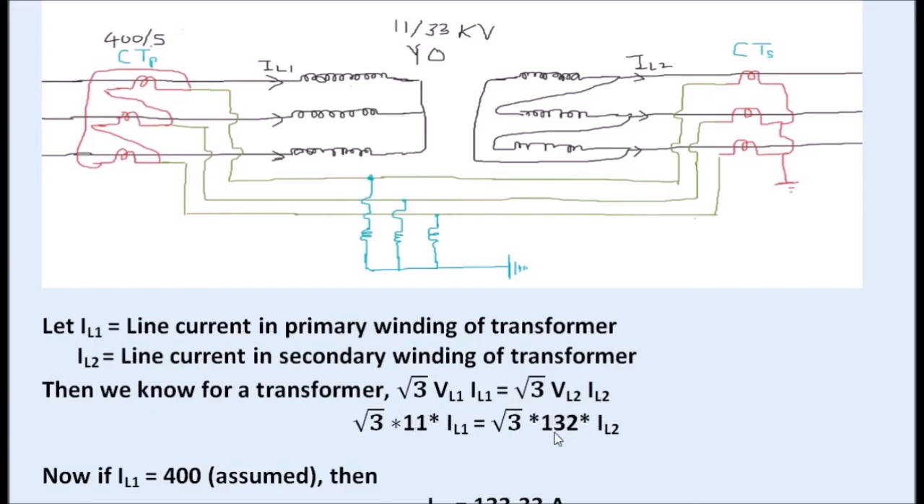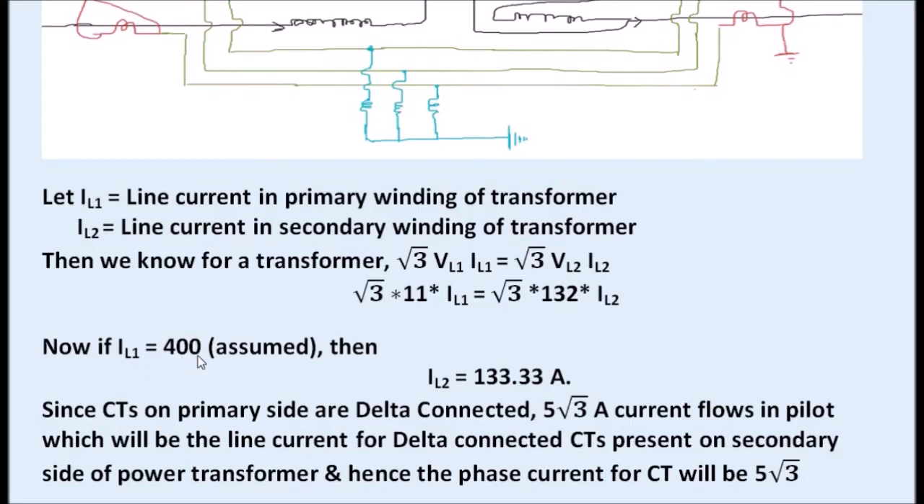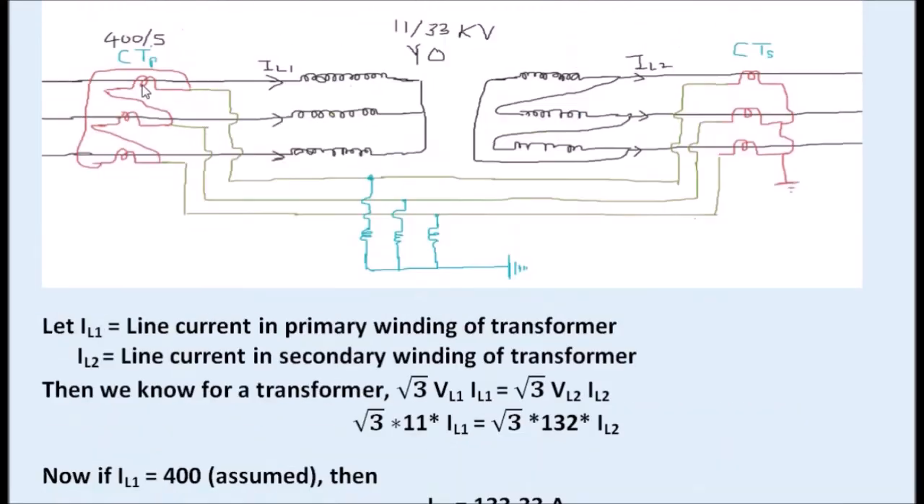VL1 is 11 kV, VL2 is 132 kV, and the CT ratio on the low voltage side is given as 400 by 5. So if we assume a maximum of 400 ampere is flowing in the primary side of the primary winding of this power transformer, that is we assume IL1 as 400 ampere, then we can find IL2 using this. So IL2 will be 133.33 ampere.